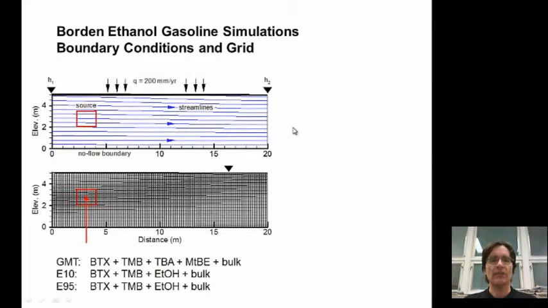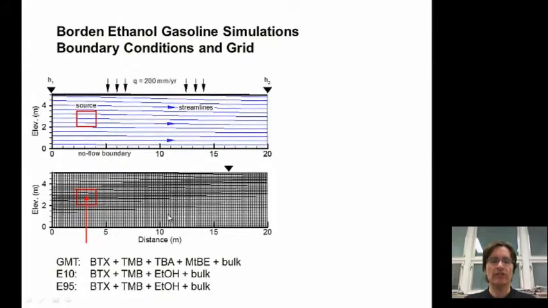So to set this model up, again, we're looking at ethanol in gasoline and an effect of buoyancy in this case. So here's a vertical section. We've simulated the flow system. We've put boundary conditions on, a fixed head up gradient, fixed head down gradient, so that induces our known flow gradient, applying some recharge across the top. So we get a flow system that's dominantly horizontal.